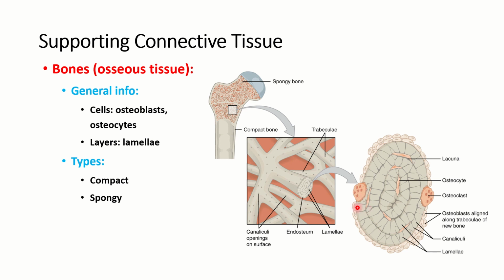And there are two types. There's the compact one. The compact one is usually in the shaft, and in the spongy one the trabeculae are here in the epiphysis in this area. And this looks like a trabecula, so branches of a tree.